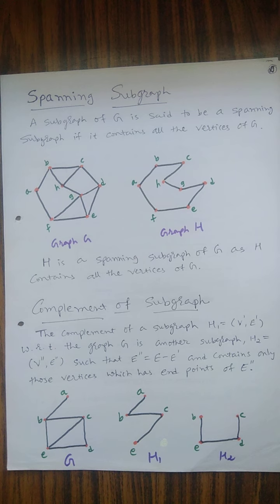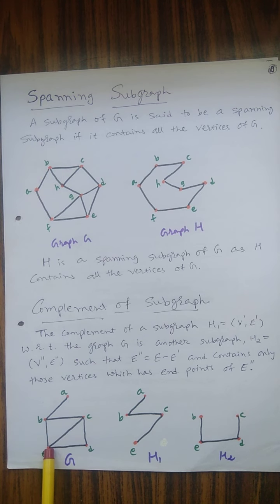Now the complement of a subgraph. Here is an easy example. Complement means: if I take H1 equal to (V', E') as one graph, and H2 is (V'', E''), where E'' is equal to E minus E'. If you are not understanding what I want to say, just see the example. This is my graph. I draw one subgraph AB, BC, CE. This is my subgraph.